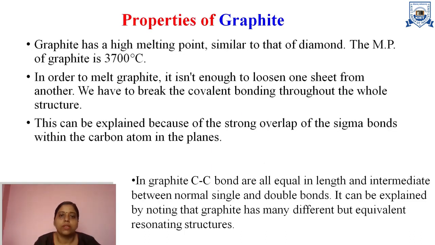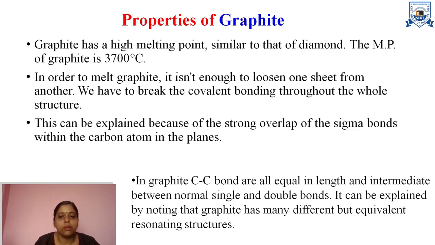Properties of graphite. Graphite has a high melting point similar to that of diamond. The melting point of graphite is 3700 degrees Celsius. In order to melt graphite, it is not enough to loosen one sheet from another, which are bonded with van der Waals forces. We have to break the covalent bonding throughout the whole structure. This can be explained because of the strong overlap of sigma bonds within the carbon atoms in the plane. In plane they are bonded with covalent bonds, and in interlamellar spacing they are bonded with van der Waals forces. These are weak forces, but covalent bonds are strong bonds.